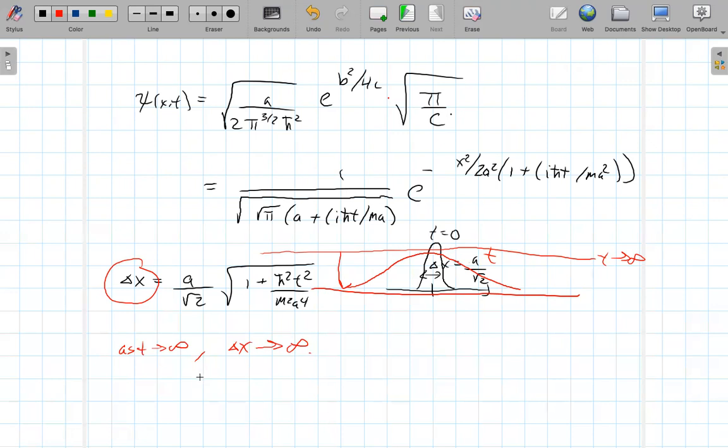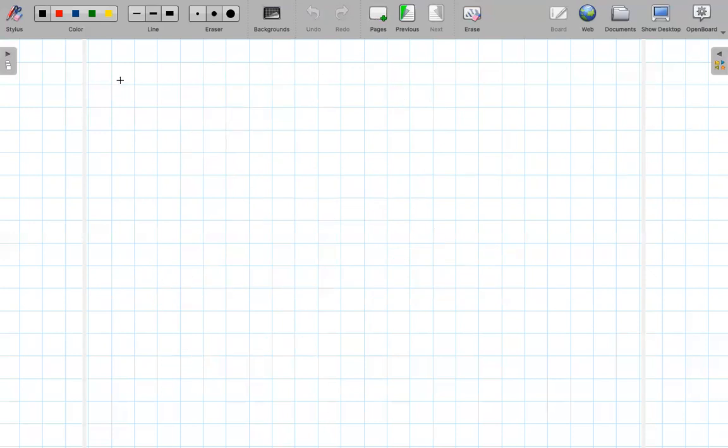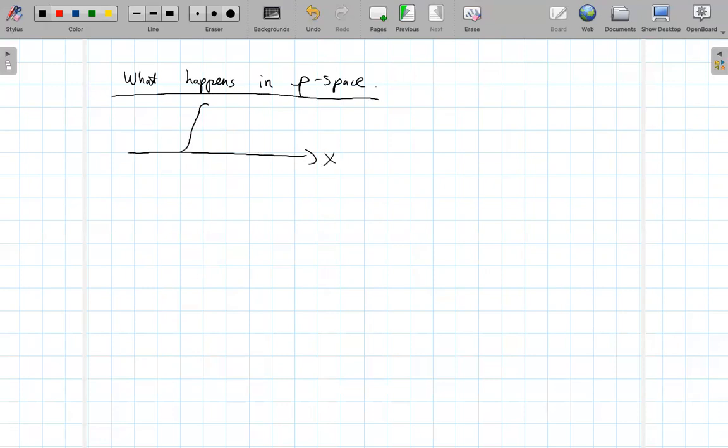I think so. Good. So the question then is, what happens to the momentum? We want to do the same thing for the momentum. If it becomes delocalized in position space, what then happens in momentum space, in p space? Does this become more localized in p space? In position space, it goes from a localized state around x equal to 0 at t equal to 0 to basically something that does that.